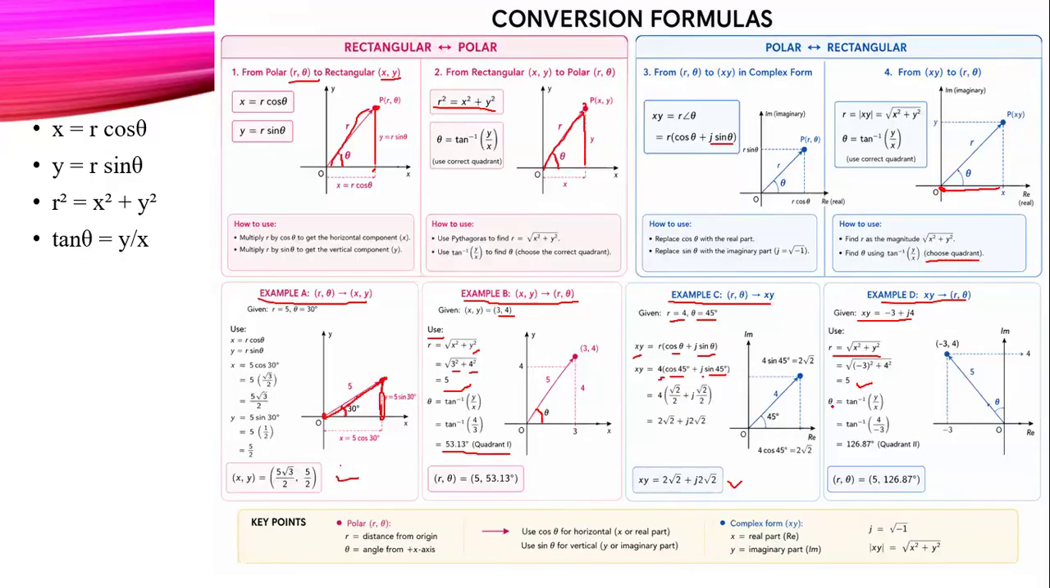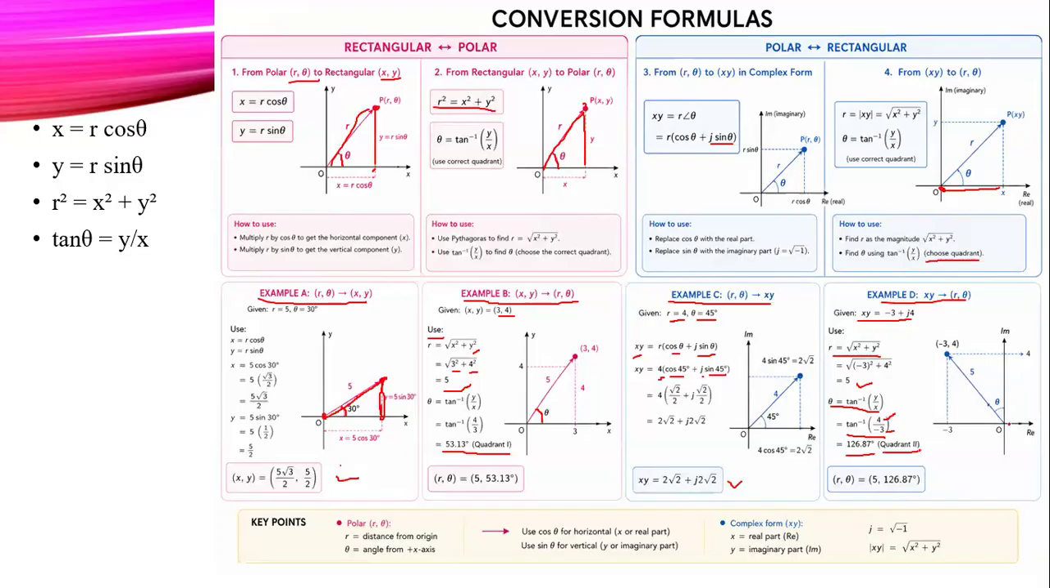To find our theta here, now we use our formula, which is tan inverse y upon x. So where we see y again, we put 4. Where we see x, we put negative 3. So we have tan inverse of 4 upon negative 3. It will be 126.87 degrees, and we will find this in quadrant 2 here.